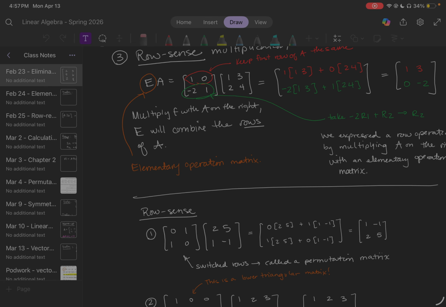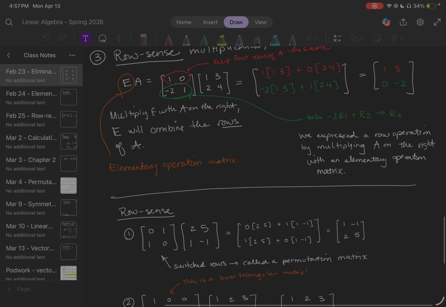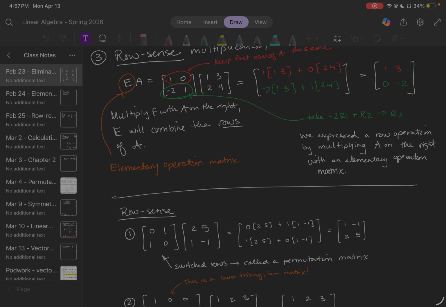Elementary. Multiply E with A on the left. E will combine the rows of A. We express a row operation by multiplying A on the left with an elementary row operation matrix.